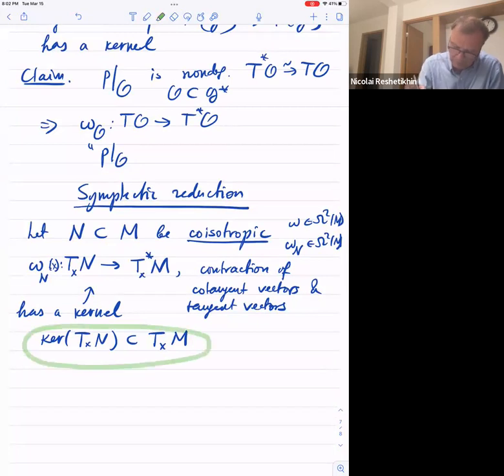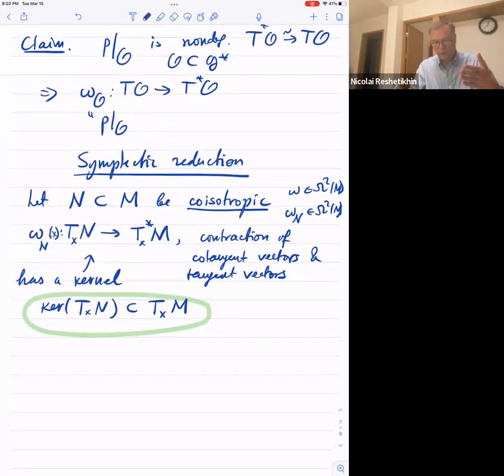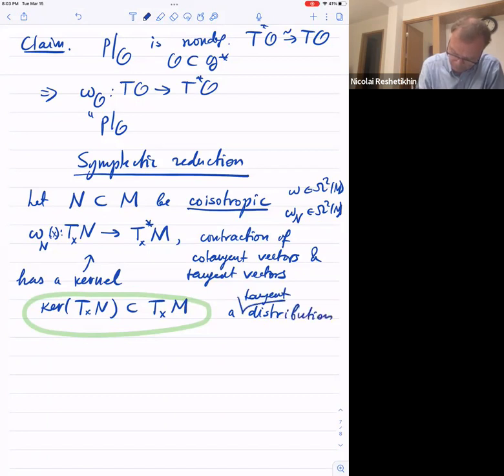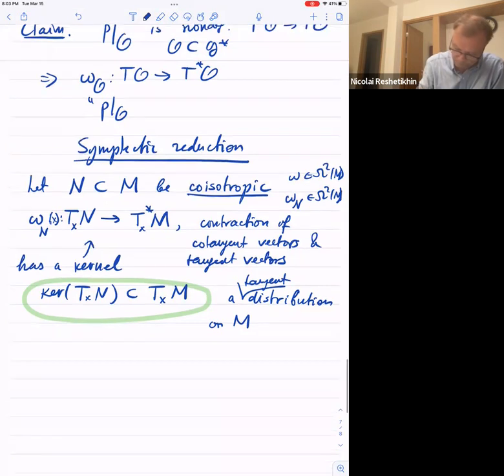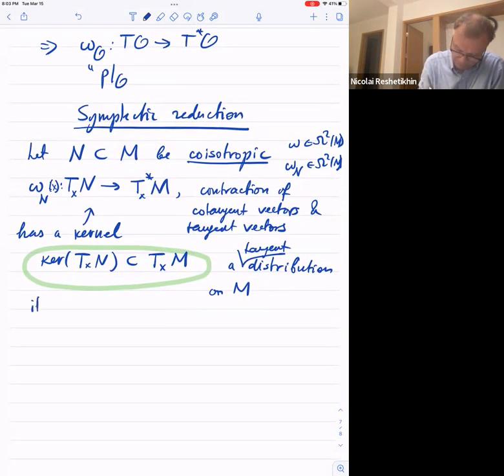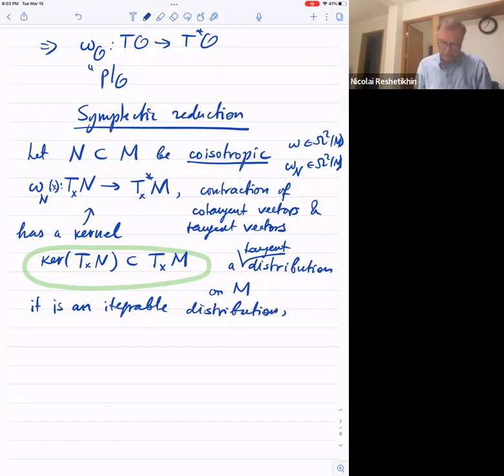And in fact, when you fix for each x a subspace in the tangent space, and if these subspaces form a vector bundle, that's called a distribution, a tangent distribution on M. And then it's an integrable distribution in the sense of Frobenius.